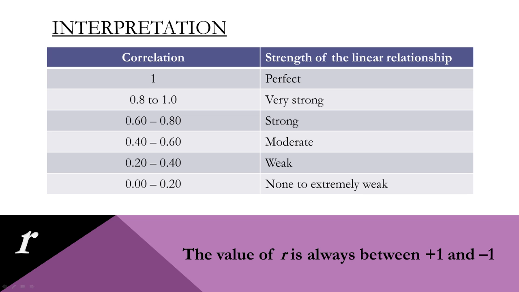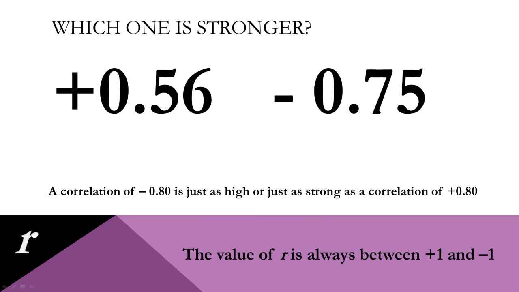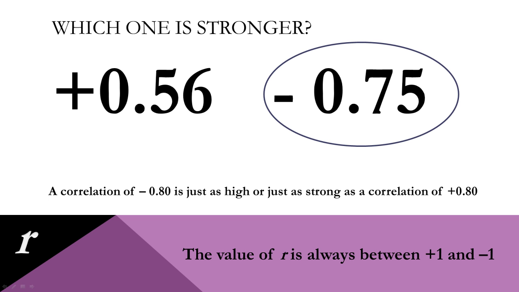In practice, researchers are happy with correlations of 0.5 or higher. Also note that when drawing conclusions from correlations, the size of the sample as well as the statistical significance is considered. Remember that the direction of the relationship does not affect the strength of the relationship. One of the biggest mistakes people make is assuming that a negative number is weaker than a positive number. In fact, a correlation of -0.8 is just as high or just as strong as a correlation of +0.8. When comparing the values on the screen, a correlation of -0.75 is actually stronger than a correlation of +0.56.